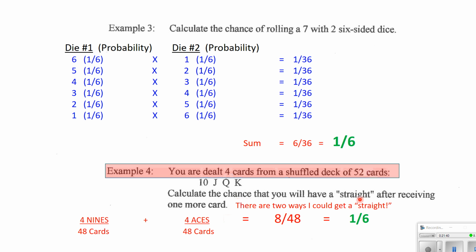Now this is just a coincidence, but the probability of me getting a straight on my next card is exactly the same as the probability of rolling a 7 with 2 Monopoly dice. Just a coincidence, but kind of interesting. Okay, so now you should feel pretty good at how to use these basic rules of probability. The next step is to use them correctly to solve complex genetics problems. So we'll take a look at that next.